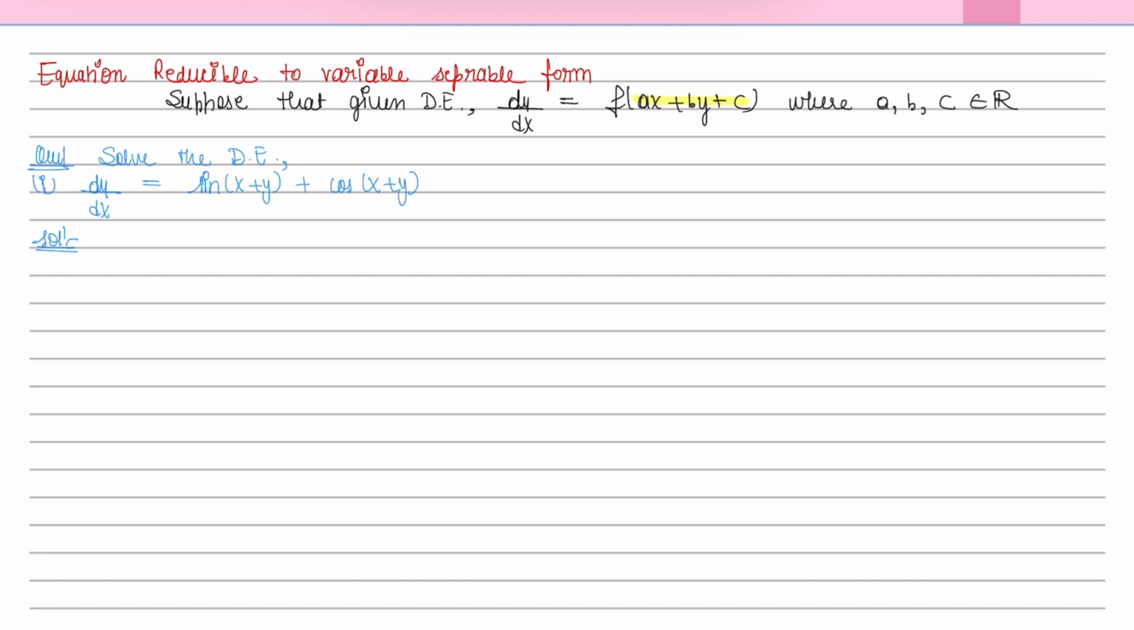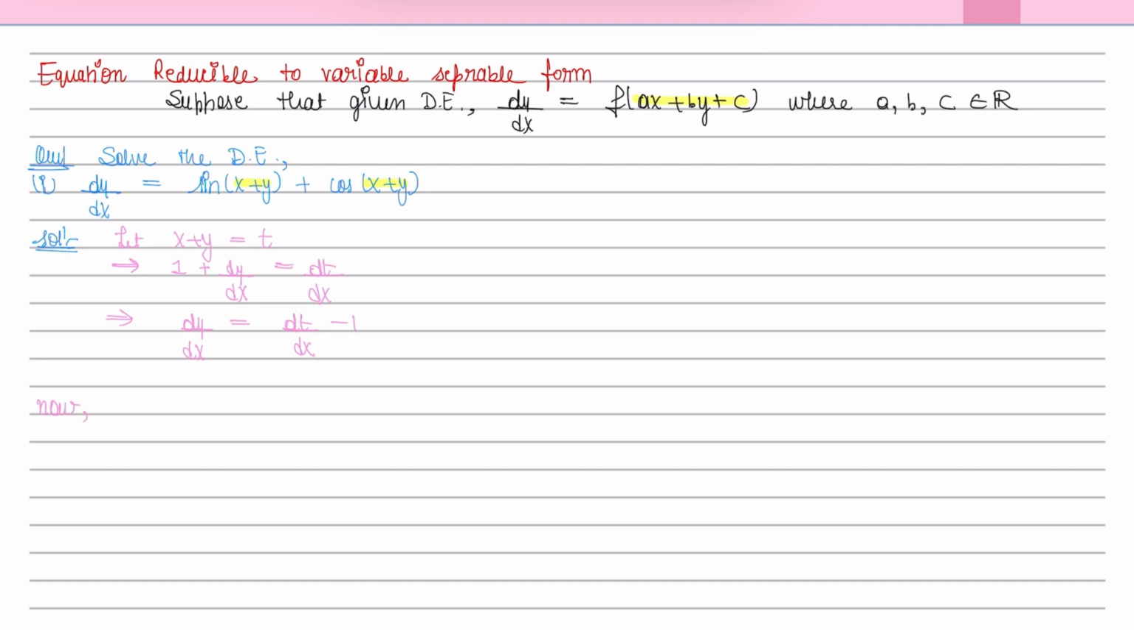For example, in this question, right hand side of the differential equation holds a form in x plus y, where a and b are 1 and c is 0. In these cases, we let this x plus y is equals to t, and after differentiating with respect to x, this becomes dt by dx. Finding the value of dy by dx from here, it becomes dt by dx minus 1.